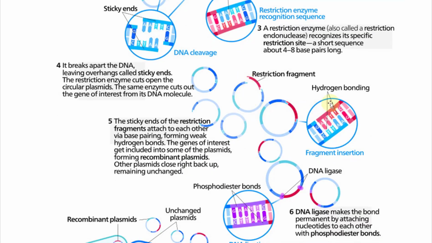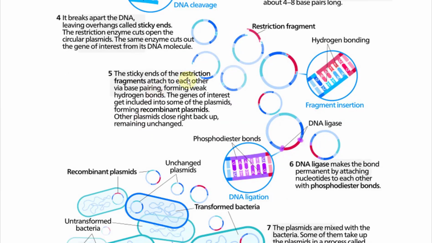All right, the next one here. So hydrogen bonding, and it sticks to them. So fragment insertion, put it in there and it sticks. And now what you're left with, with this setup: the sticky ends of the restriction fragments attach to each other via base pairing, forming weak hydrogen bonds. The genes of interest get included in some of the plasmids, forming recombinant plasmids. Other plasmids close right back up, remaining unchanged.